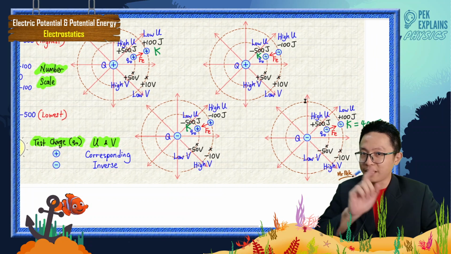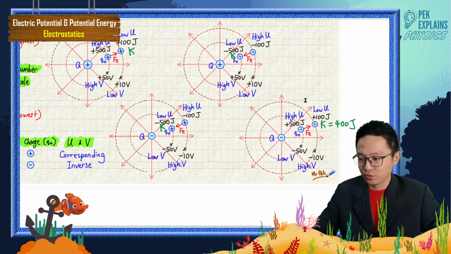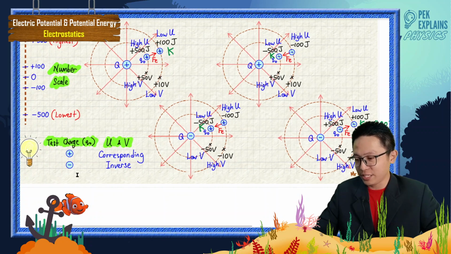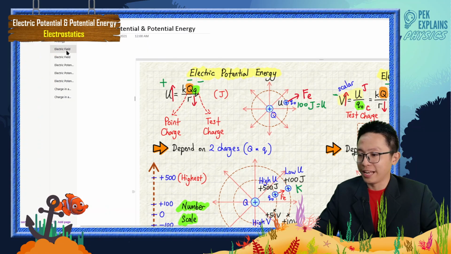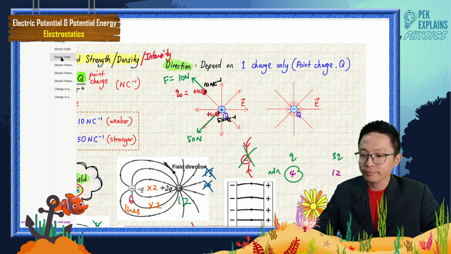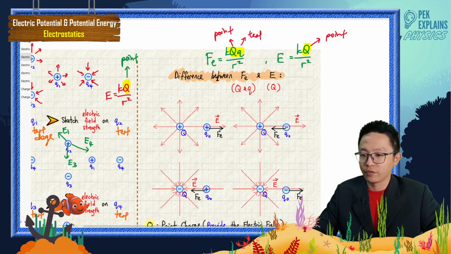Now this one, can you spot the one very important thing? You see, the test charge is positive and the test charge is negative. What is the relationship between U and V? What is the relationship between the potential energy and the potential? It's the same as what we have learned in electric field before.